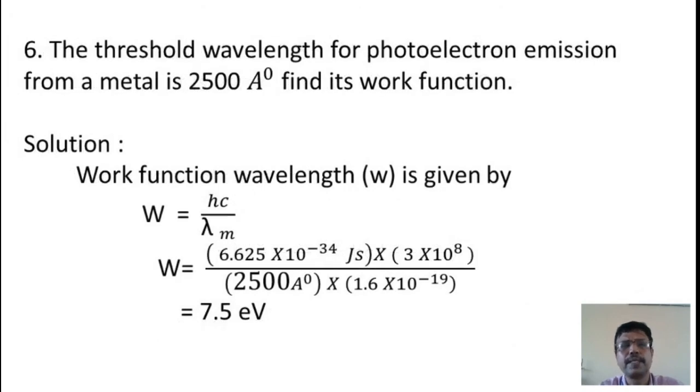So problem number 6: the threshold wavelength of the photoelectric emission is 2500 angstrom. Find its work function. The threshold wavelength lambda naught given is equal to 2500 into 10 power minus 10 meter. An expression for work function is W is equal to hc by lambda naught. Substitute h is 6.625 into 10 power minus 34, c is 3 into 10 power 8, divided by 2500 into 10 power minus 10 into 1.6 into 10 power minus 19. The work function is equal to 7.5 electron volt.